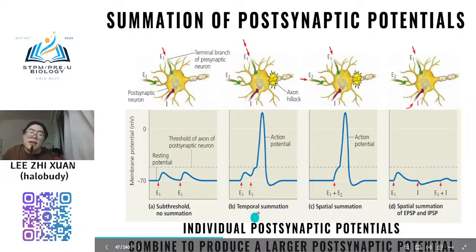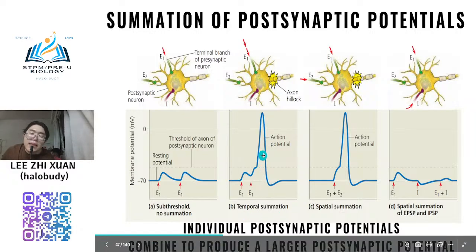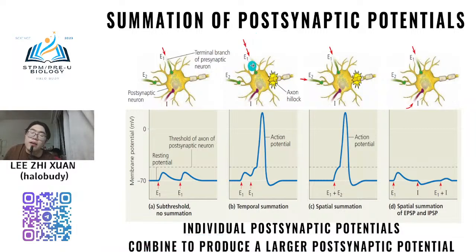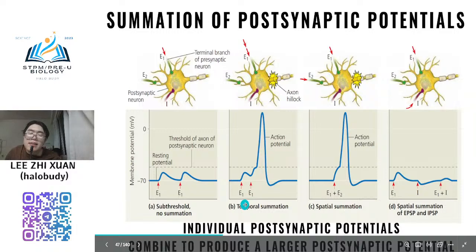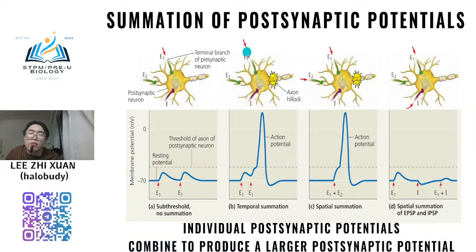Okay, but if it is temporal summation, meaning there are two nerve impulses coming from the same synapse, and the gap between these two impulses is very short, maybe 2 seconds, 1 second, or 0.5 seconds, very fast, so that they can combine together and reach the threshold level and trigger action potential. So this one we call temporal summation. This one involves only one synapse.